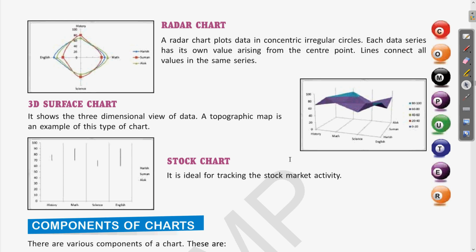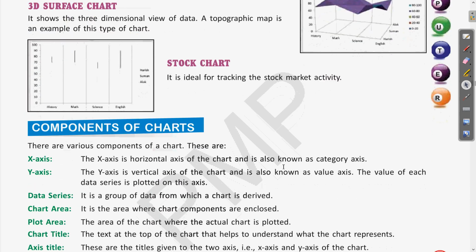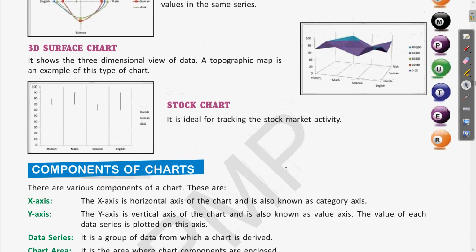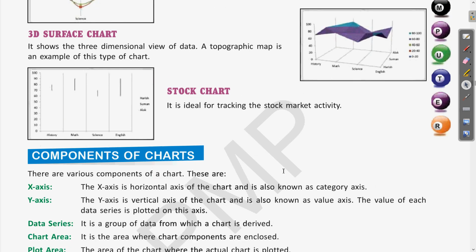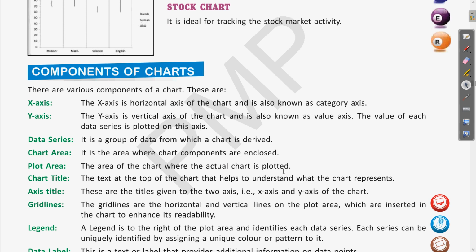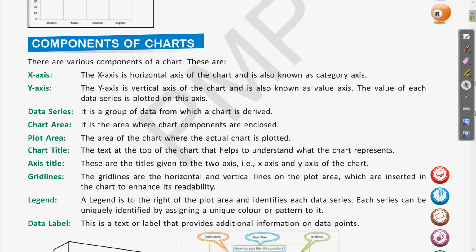Then next is the components of a chart. Till now we have seen the different types of charts. Now we will understand what the different components of a chart are. Here we have some terms. First is the x-axis. We are all familiar with the x-axis. Whatever chart we make, the horizontal axis is called the x-axis. So the x-axis is the horizontal axis of the chart and is also known as the category axis.